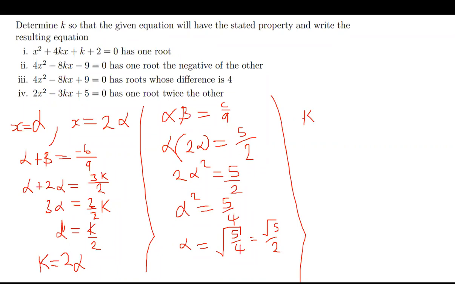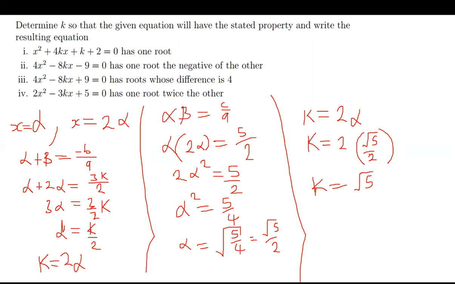you just replace where there's alpha with that. So k is equal to 2 alpha. So our value of k is equal to 2, where there's alpha, we put the root of 5 over 2. So k is now going to be equal to the root of 5. So the value of k is just simply the root of 5.